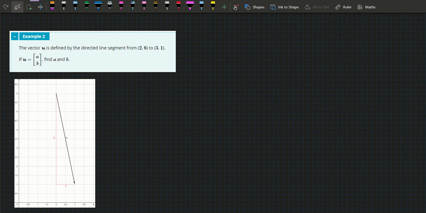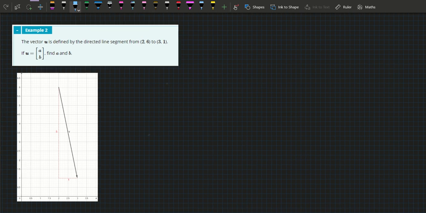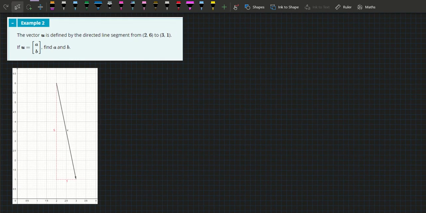Example 2. We're given this line segment from 2, 6 to 3, 1. If u is equal to AB, find AB. So in other words, u is just the line, and I've already done this one in GeoGebra as well.